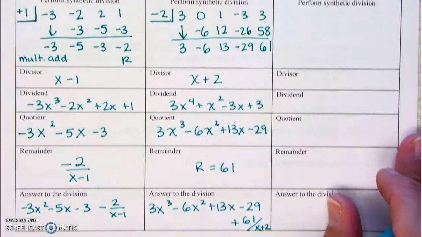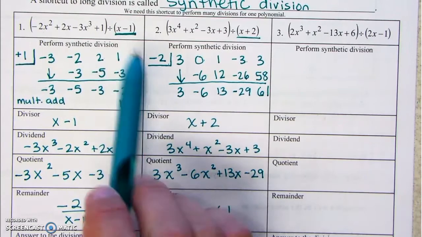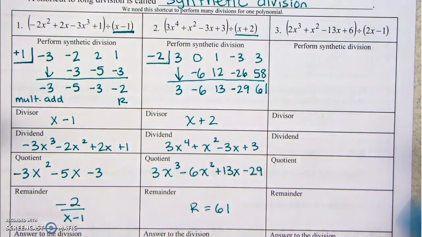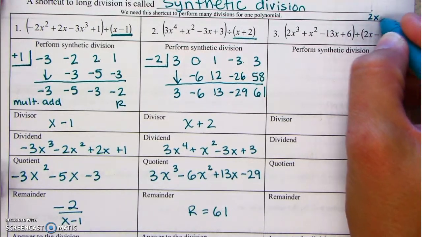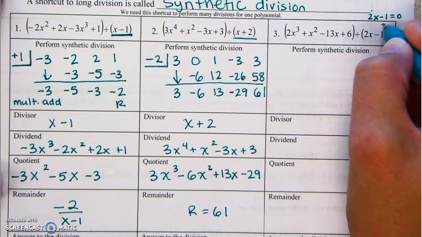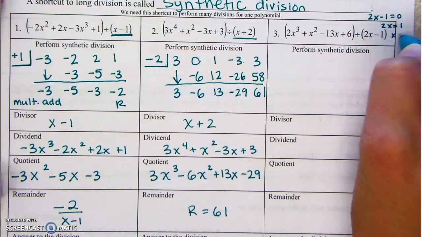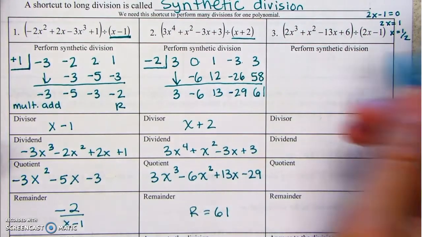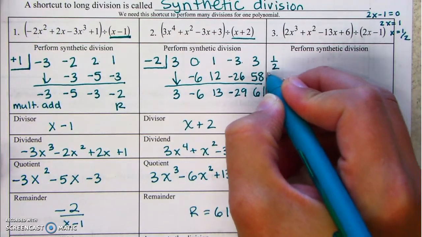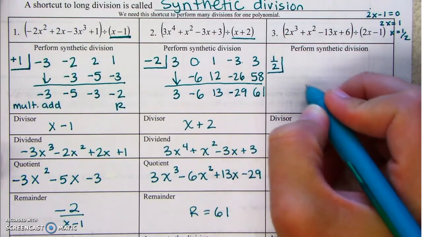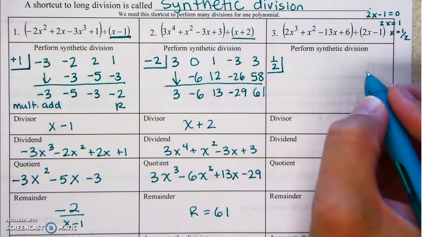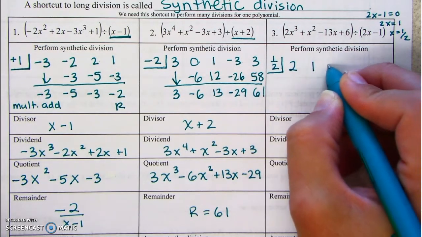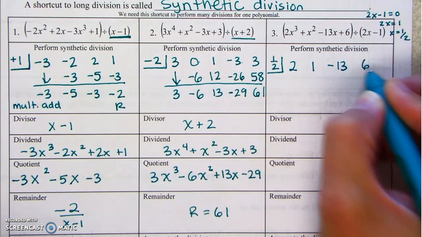All right, let's do another one. Now here we said the 0 was 1, and we said the 0 is negative 2, but this has a 2 in front. So let's set 2x minus 1 equals 0. So 2x equals 1, so x equals 1/2. Oh my gosh, a fraction. It's okay. We can take half of numbers. Put it in order and make sure to put a 0 if we're missing anything. So we have 2, 1, negative 13, 6.